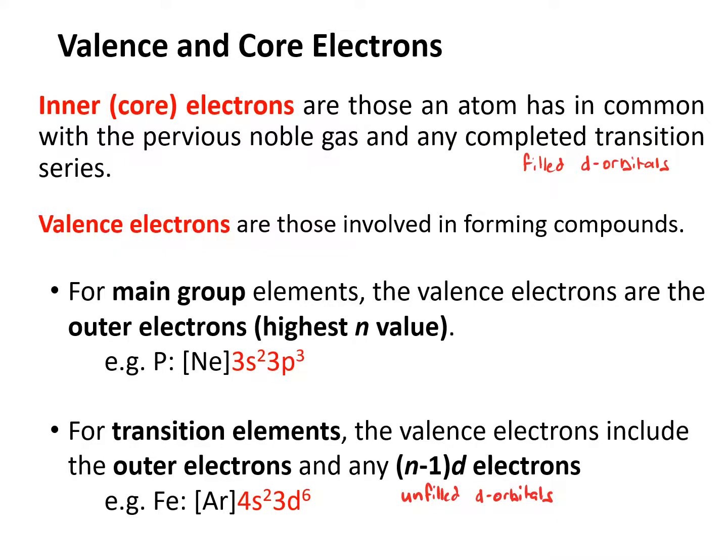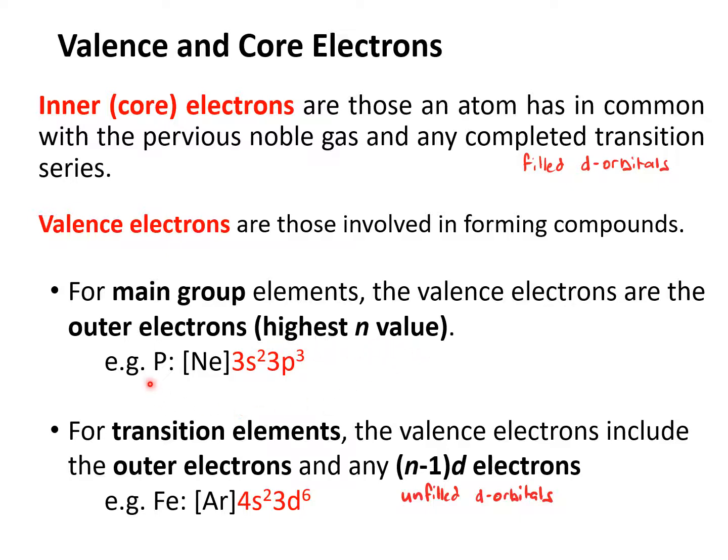Here we distinguish between valence electrons and core electrons. Core electrons, or inner electrons, are defined as electrons that an atom has that are in common with the previous noble gas configuration, and any completed transition series, which means a completed d block. Valence electrons, on the other hand, are defined as electrons that are involved in forming compounds. For main group elements, the valence electrons are the outermost electrons, in other words, the electrons with the highest n value.